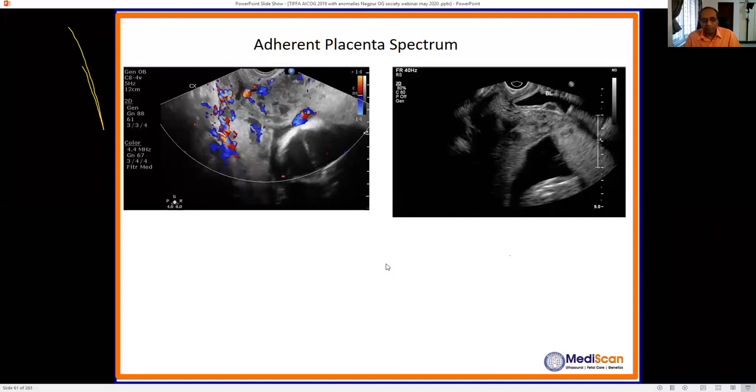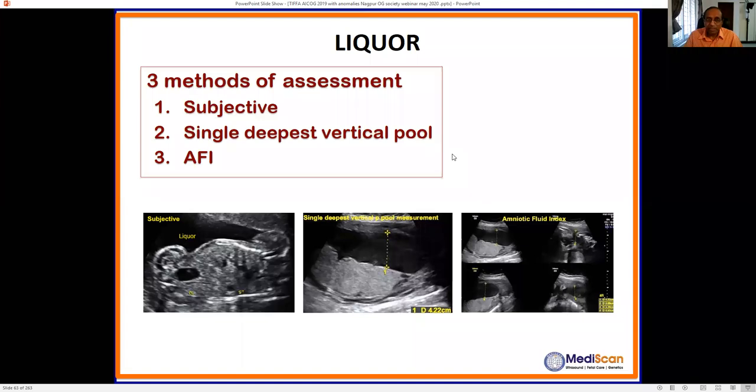Now, liquor, there are three methods of assessment: subjective, single deepest vertical pool, and AFI. We do not report amniotic fluid index in the second trimester. Subjective is good enough, but when you feel it looks a little less, always do the single deepest vertical pool. The single deepest vertical pool, less than 2 centimeters is oligohydramnios, more than 8 centimeters is polyhydramnios. So this is what we need to do.